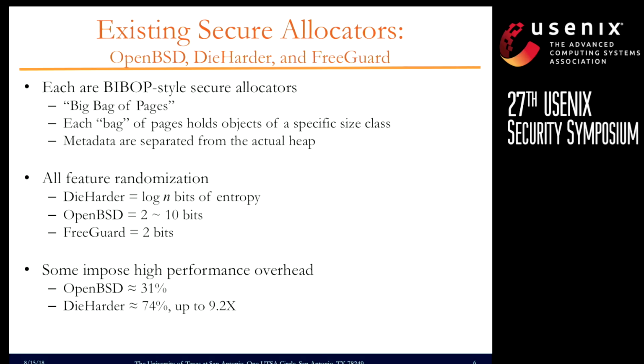Now, as an aside, each of these allocators offer many good security features, but OpenBSD and DieHard in particular can also experience high performance overhead. So as you can see, OpenBSD had an average runtime overhead of 31% in our evaluation, and DieHard measured 74%, but actually showed up to 9 times in the worst case.